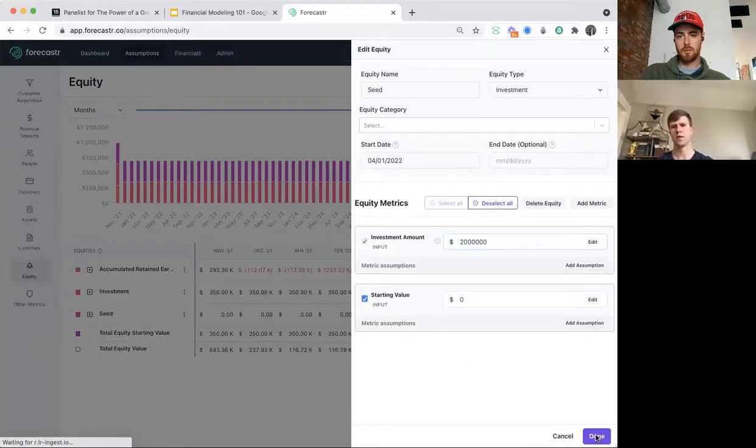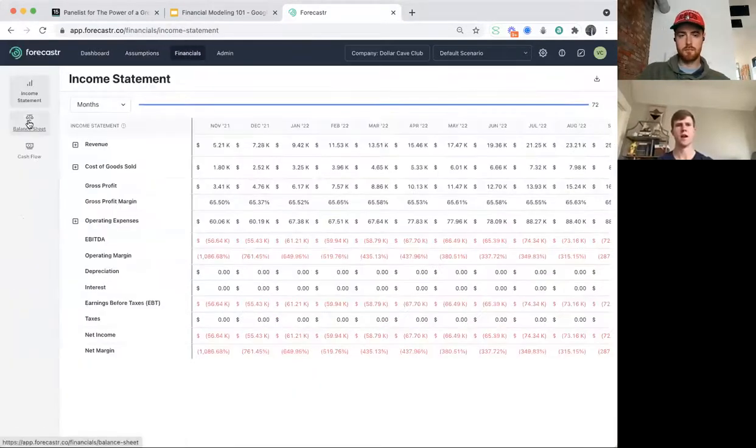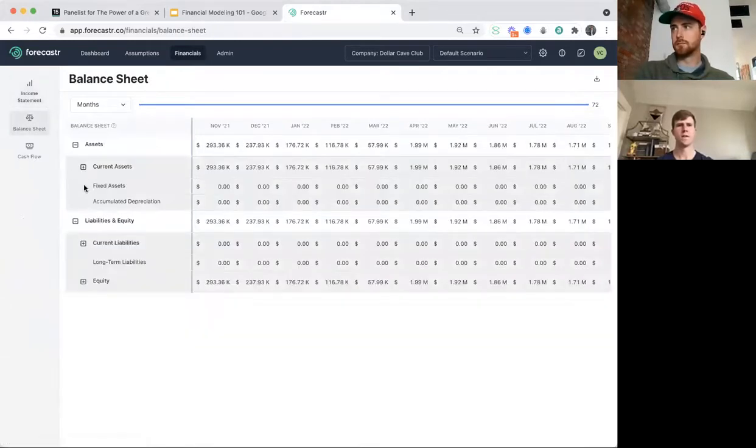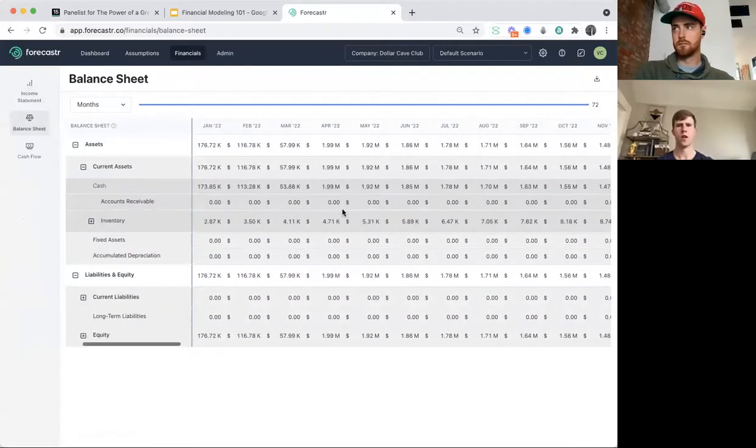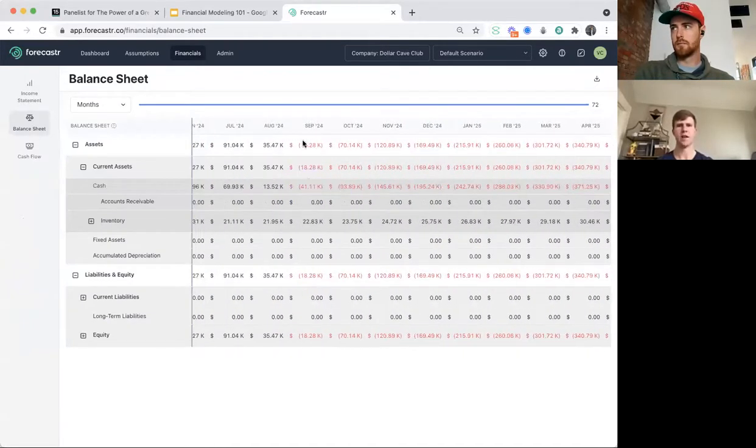All right. So I'm going to hit done there. You can see kind of how things are working. If I go back to my financials, and now I look at my balance sheet, voila. Now you can see cash goes up pretty significantly. And then if I scroll out to the right, that gets me good until September. So if I raise 2 million, I'm going to be good until September.